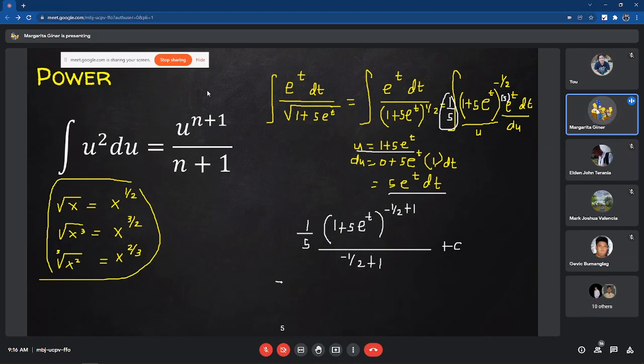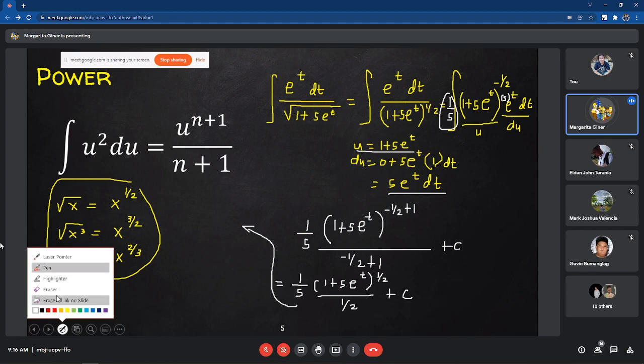So, your answer must be equal to 1/5 multiplied by 1 plus 5e raised to t. So, negative 1/2 plus 1 is positive 1/2. Okay? So, divide by positive 1/2 plus C. Okay? So, simplify this one. Let me work it out for you.